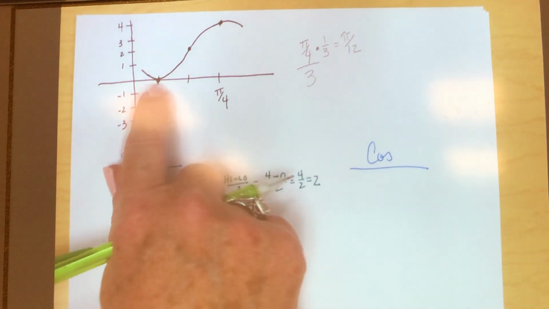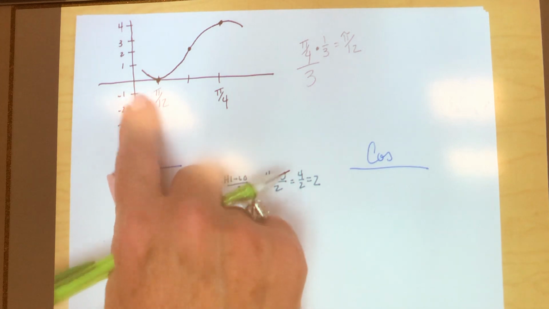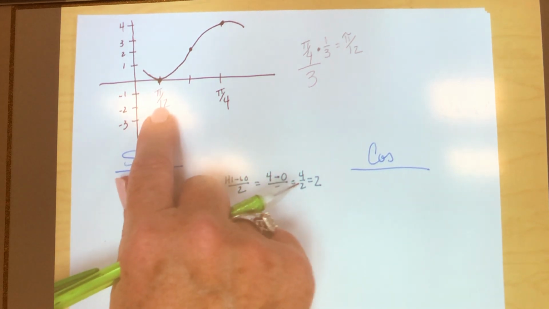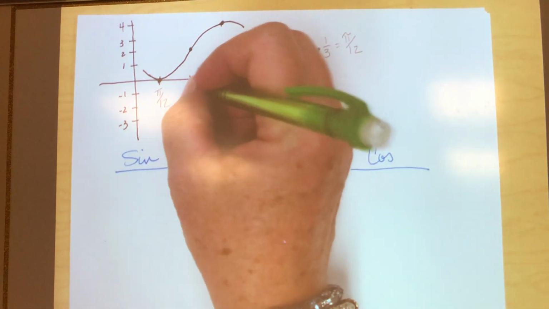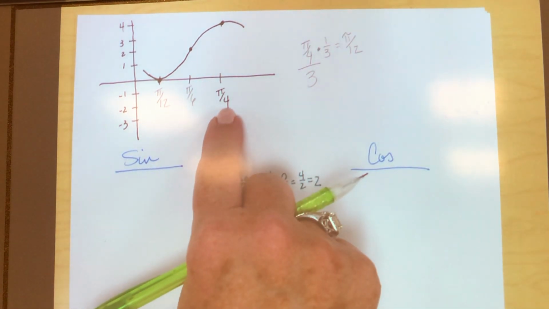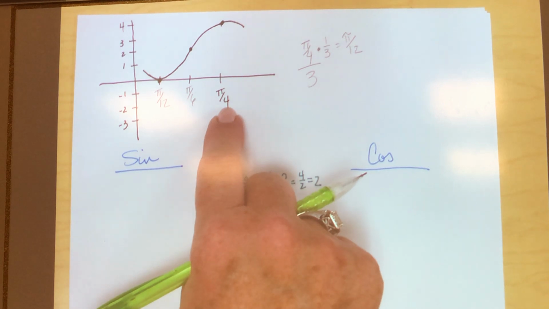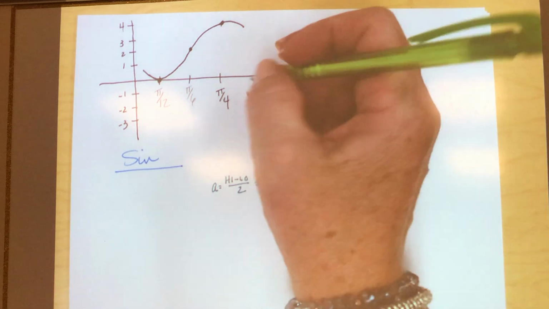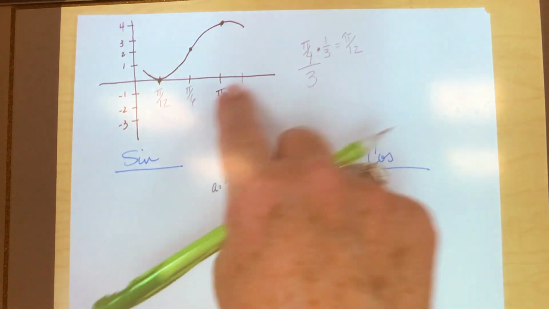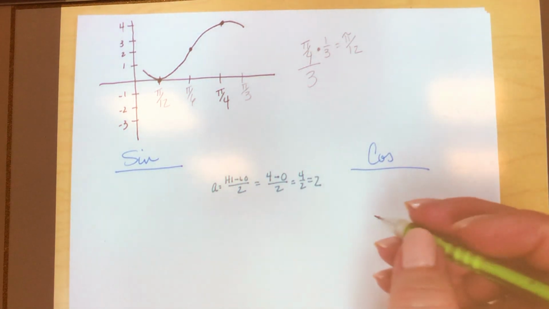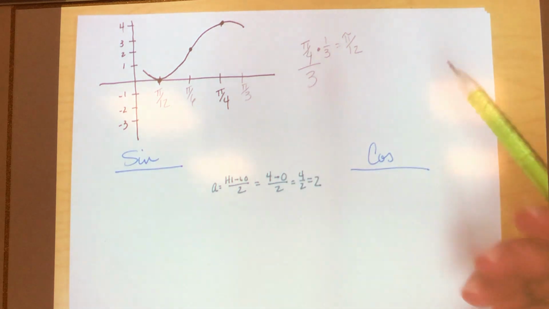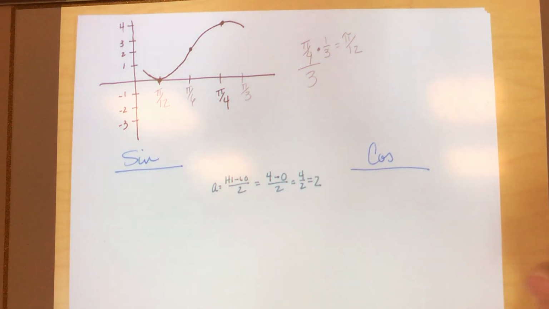Each one of these ticks is 1/12. So 0 pi over 12, 1 pi over 12, what's this? 2 pi over 12, which is pi over 6. This is 3 pi over 12, which is pi over 4. Do you see what I'm saying, guys? If this is 3 pi over 12, what's this? 4 pi over 12, which is pi over 3. Is that important to me? Yes. It could be, because it could give me my period, but let's say we don't know that.